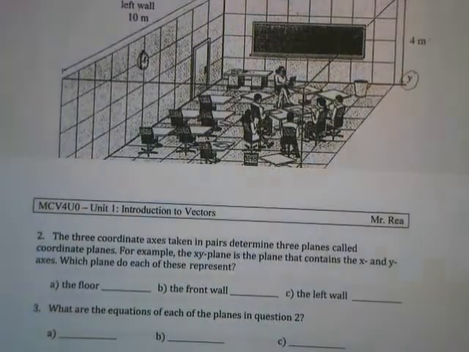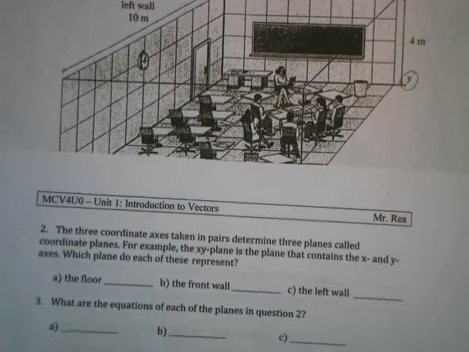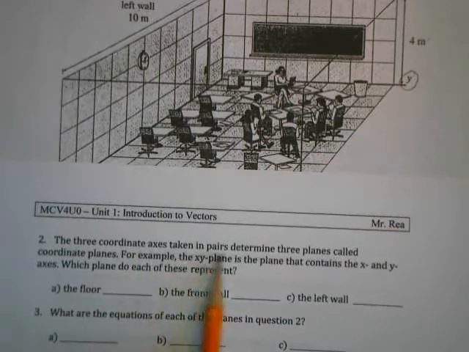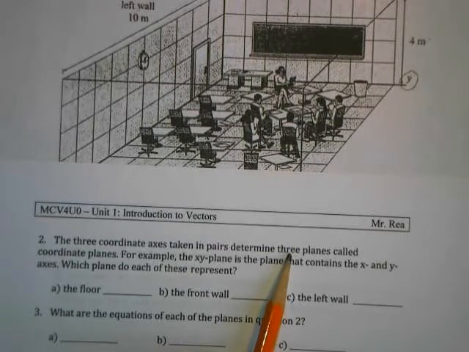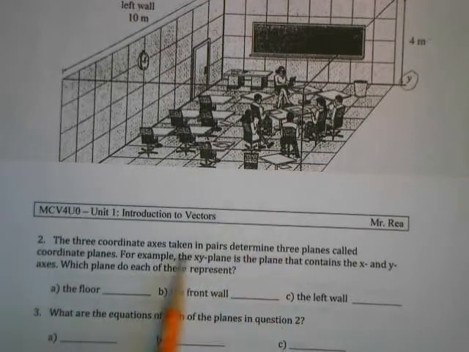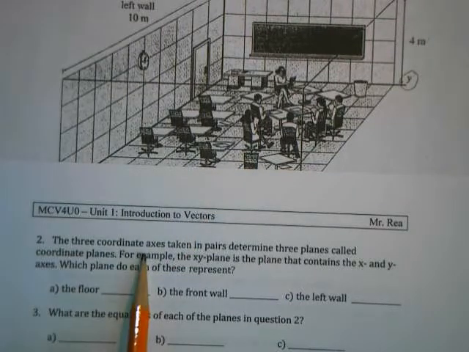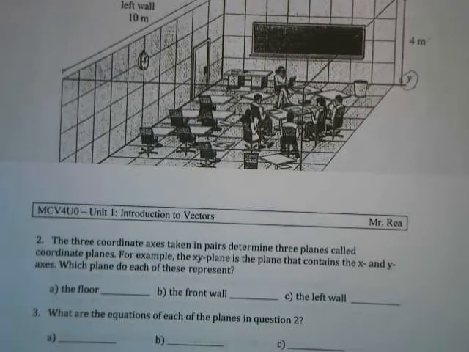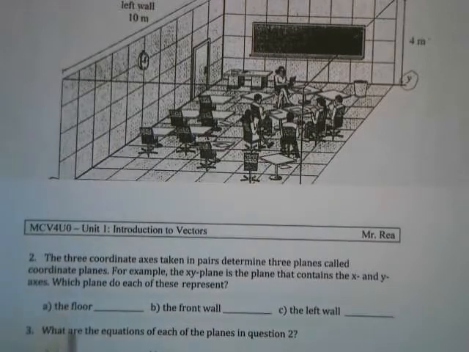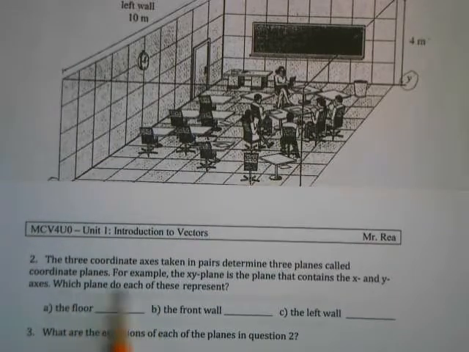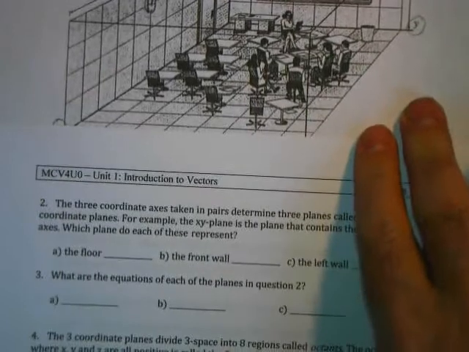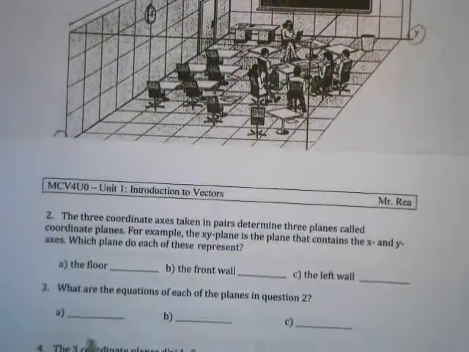So if we continue on with this questioning, the 3 coordinate axes taken in pairs determine 3 planes called coordinate planes. So a plane is made up of, well, in this case, 2 axes. Okay, so for example, the xy plane is the plane that contains the x and y axes. And then we can answer these questions. Hopefully that will help our understanding.